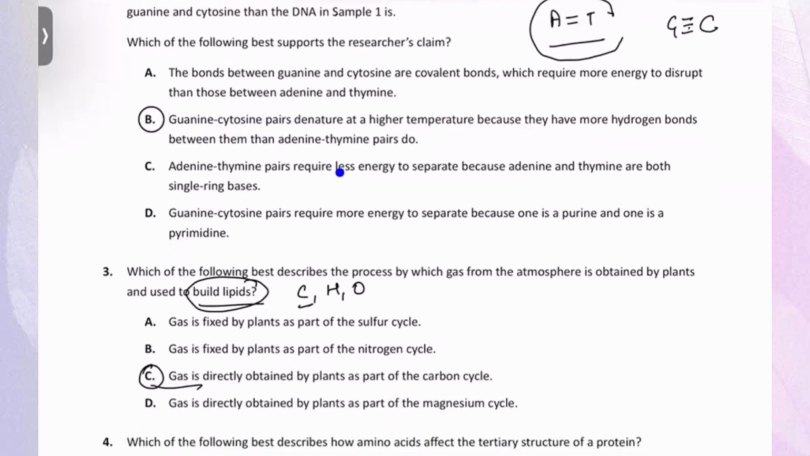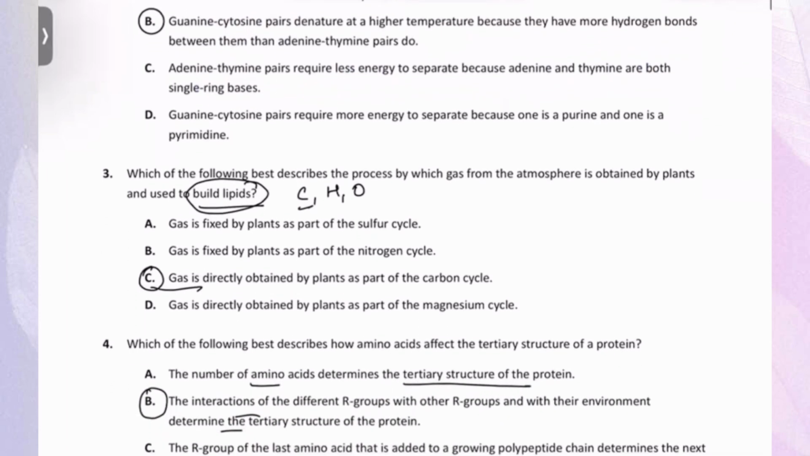Adenine thymine pairs require less energy to separate because adenine and thymine are both single ring bases. That is incorrect. Adenine and guanine both are purines and both are double ring bases. Guanine cytosine pairs require more energy to separate because one is purine and the other is pyrimidine. The same goes for adenine and thymine also, so this is also not correct.